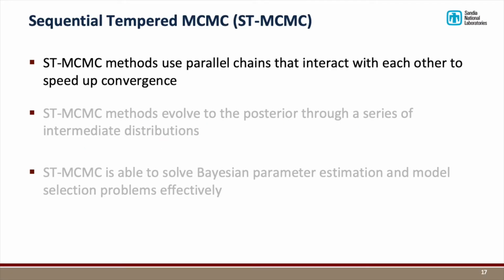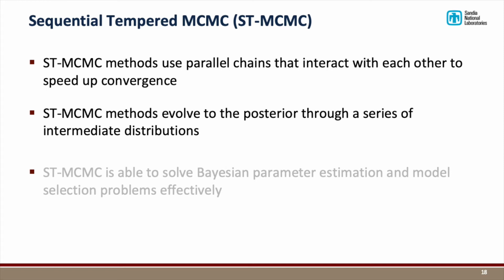Sequential Tempered Markov Chain Monte Carlo is a type of sequential Monte Carlo method, and that means that it uses a population of parallel chains to gradually explore the space and converge to the posterior distribution. By having this population of parallel chains, not only can it use high-performance computing resources, but these chains can adapt and learn from each other to speed up the way in which they converge to the posterior distribution.